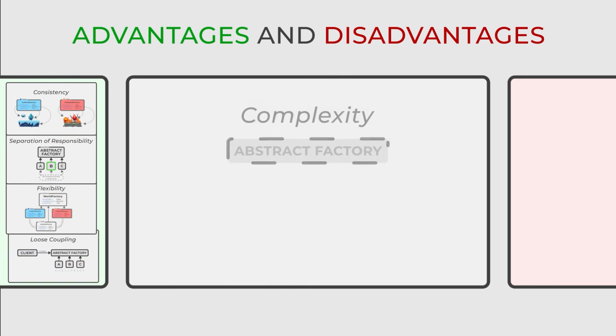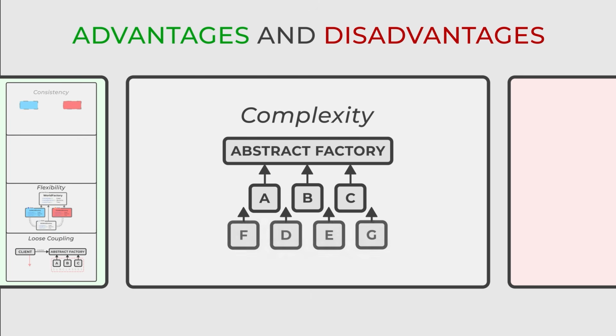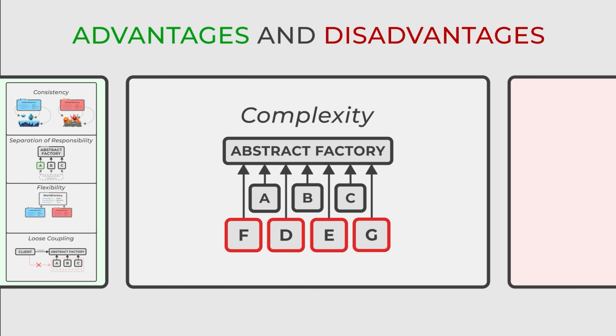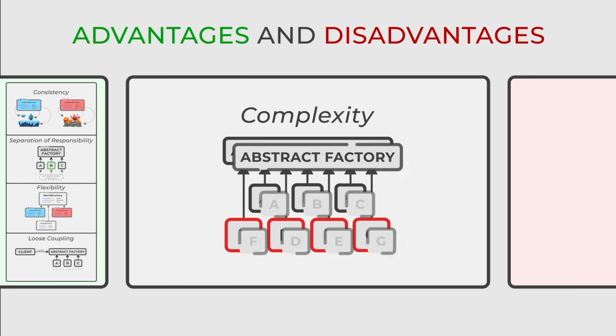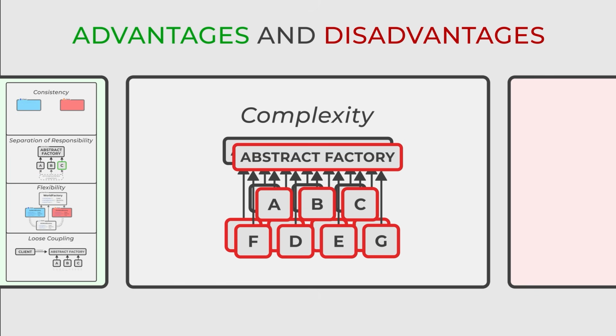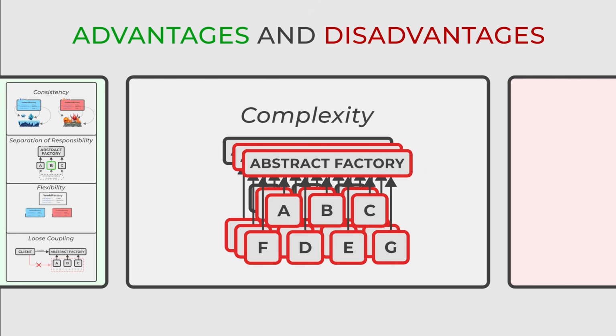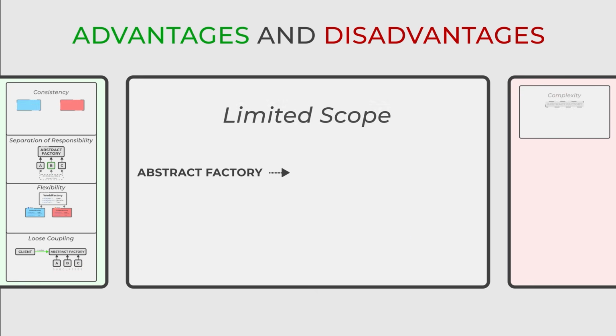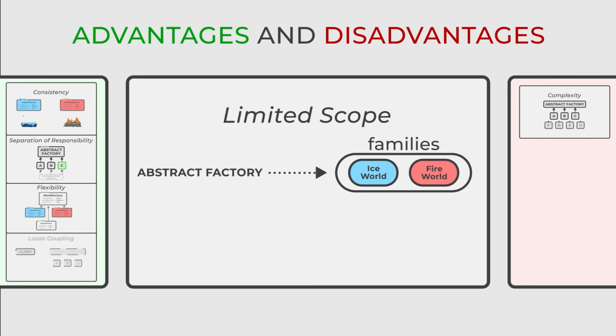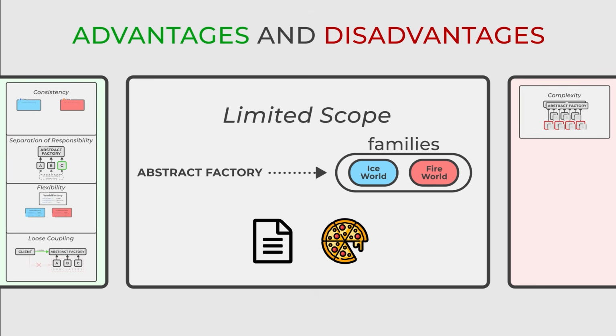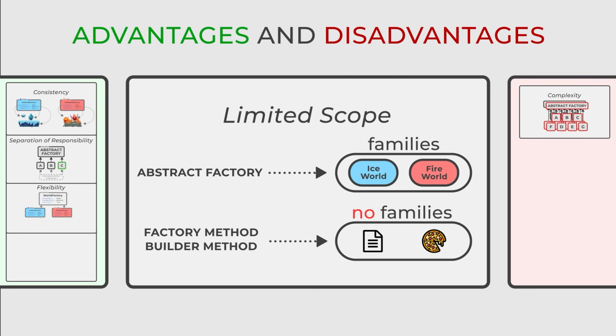Speaking about disadvantages. Firstly, it can introduce increased complexity to the codebase, particularly when managing multiple factories and product families. As more types of product and factories are added, the number of classes and interactions can grow substantially, potentially making the code harder to understand and maintain. Secondly, the Abstract Factory pattern has a limited scope and is most suitable when dealing with a specific set of related product families. If the application requires creating individual objects with unique characteristics, other creational patterns like factory method or builder might be more appropriate.